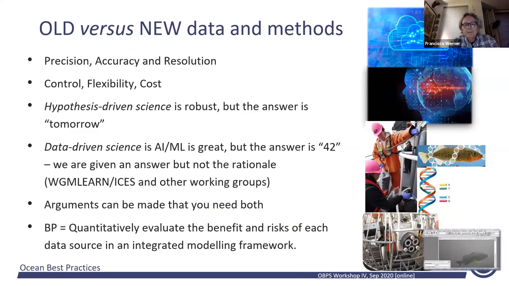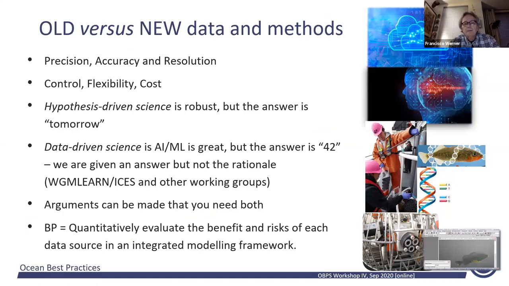So this is basically a summary of what I said before. Looking at old versus new data and methods. There are issues, of course, of wanting to be precise and accurate and capturing the proper resolution, but we're also losing a little bit of control, if you will, by looking at this broader universe of data that's out there. Whether we need to be more flexible, and also perhaps, who knows, some of these approaches may actually reduce costs in terms of collecting the data.